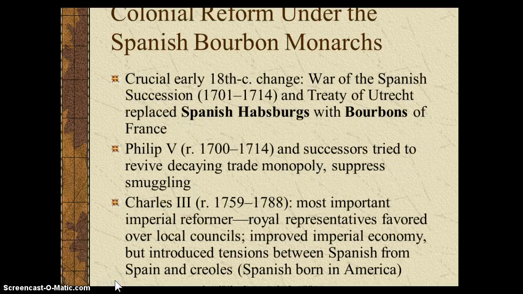Colonial reform under the Spanish Bourbon monarchs. Crucial early 18th century change was the War of Spanish Succession. We've seen this before. And the Treaty of Utrecht replaced Spanish Habsburgs with Bourbons of France. Philip V ruled from 1700 to 1714, and successors tried to revive decaying trade monopolies and suppress smuggling. Charles III, the most important imperial reformer. Royal representatives favored over local councils, improved the imperial economy, but it introduced tensions between Spanish from Spain and Creoles. These were Spanish born in America.